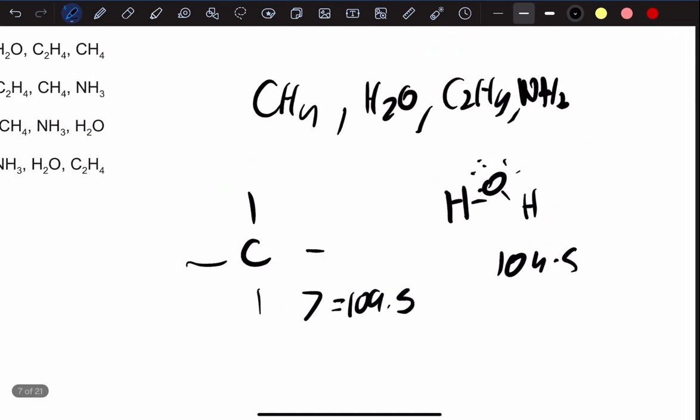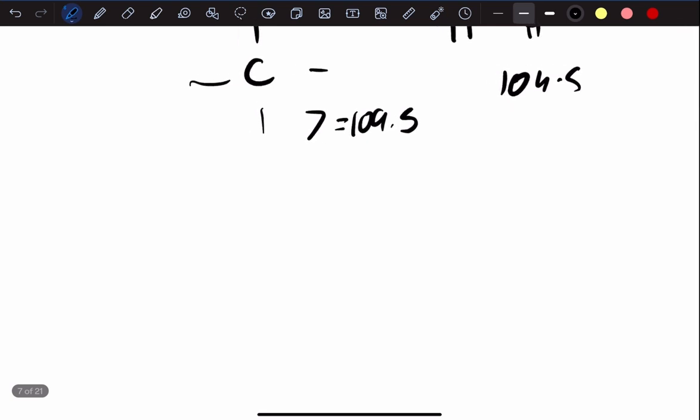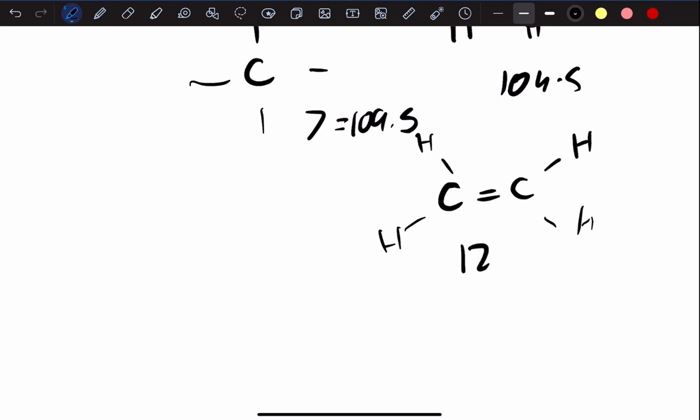Okay, then let's do our ethene, C2H4. We should know that it is sp2 hybridized. It falls under trigonal planar geometry. Trigonal planar we should know is 120 degrees.